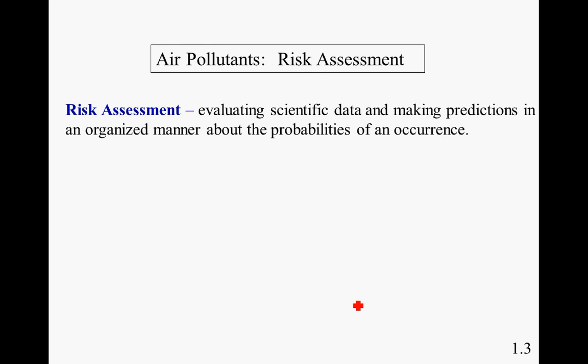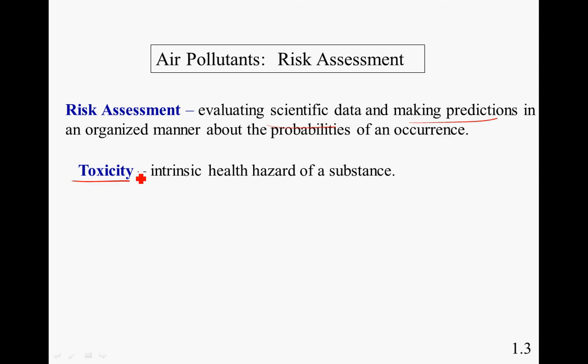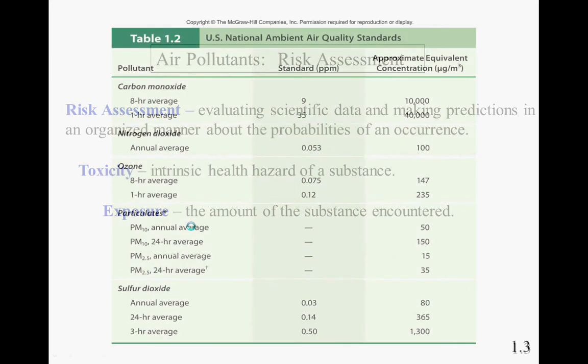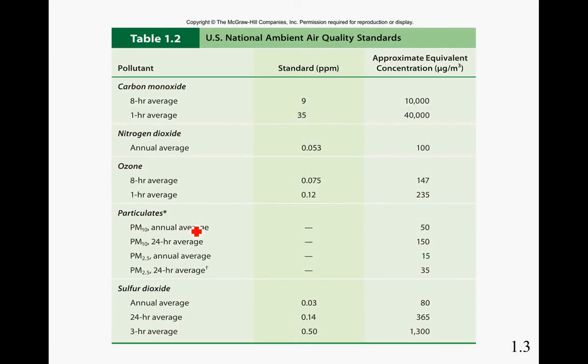So what the government does is they go through a risk assessment where they take scientific data and make predictions so that way we can realize how bad something is for us. They take the toxicity of something, so that's how bad it is to our health, and the exposure, which is how long we're in it. And the more toxic something is, the less you're supposed to be exposed to it.